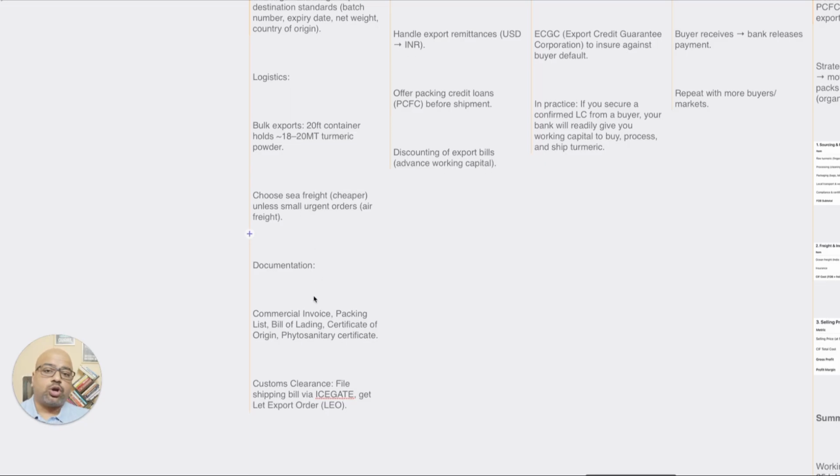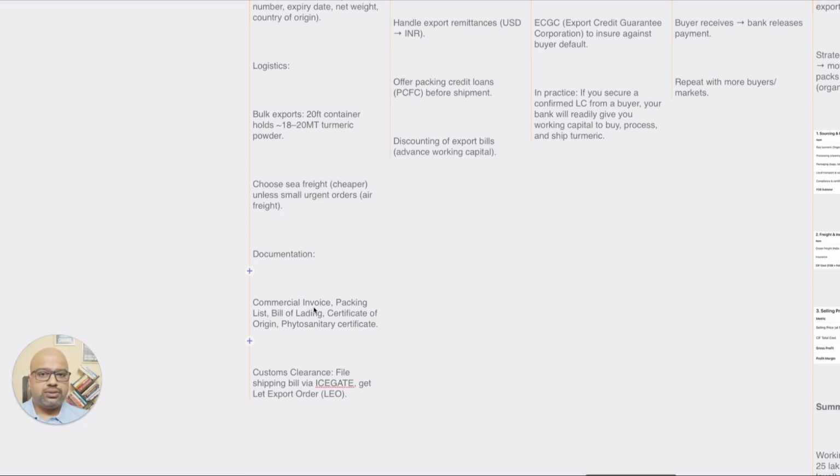And what is the documentation that you need? Commercial invoice. Whether we call it an invoice or a commercial invoice, it's all the same, don't get confused over it. Packing list, bill of lading. The bill of lading is only when you send it by sea routes, or else you will get an airway bill. Certificate of origin, that is mandatory. Phytosanitary certificate, that is mandatory. So get these and you're good with the Indian compliances.